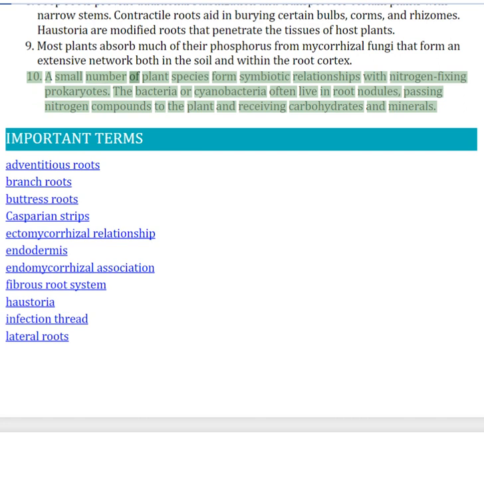10. A small number of plant species form symbiotic relationships with nitrogen-fixing prokaryotes. The bacteria or cyanobacteria often live in root nodules, passing nitrogen compounds to the plant and receiving carbohydrates and minerals.